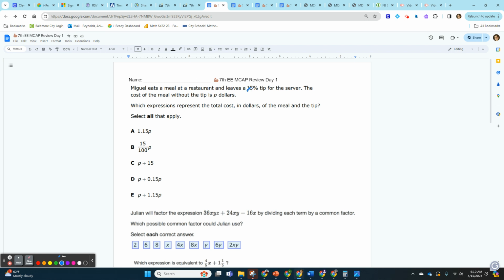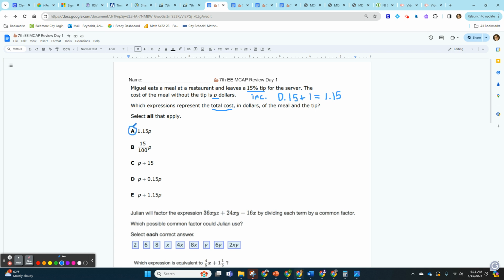So Miguel eats at a restaurant and leaves a 15% tip. This means it's an increase of 15%, right? Which expressions represent the total cost? They want to know how much his bill is going to be with his tip included. Now 15% is 0.15, and we would want to add that to 1 to know our rate because it's an increase. We're not subtracting from 1. We would subtract it from 1 if it was a decrease. So we get 1.15.